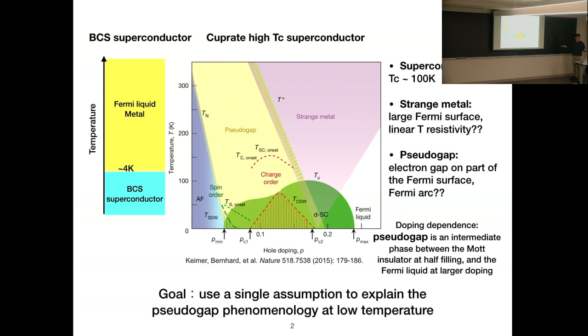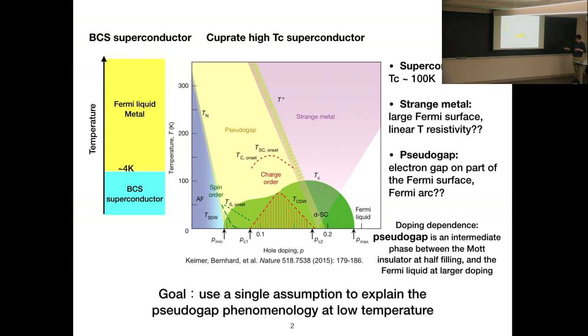Two-dimensional, 2 plus 1 dimensional. Cuprate is a 3-dimensional material, but it's composed of layers, and each layer is weakly coupled. Okay, that's the idea. The strange metal region is where we still have this large Fermi surface, but the temperature dependence of resistivity is very strange. Basically, the resistivity goes linearly in temperature, whereas in a usual Fermi liquid, it should go quadratically at low temperature.